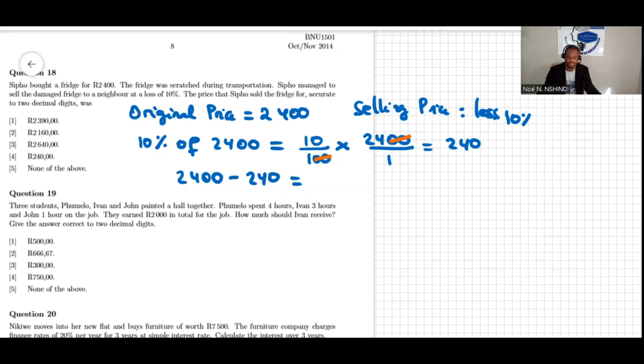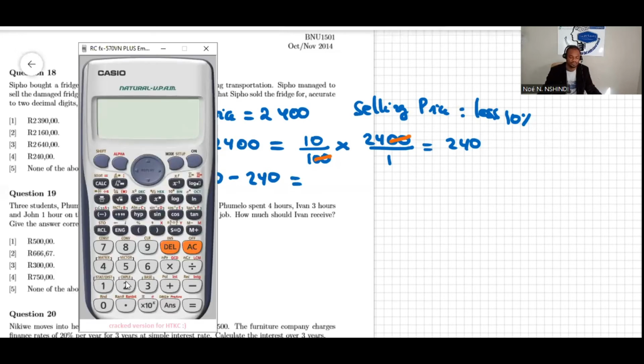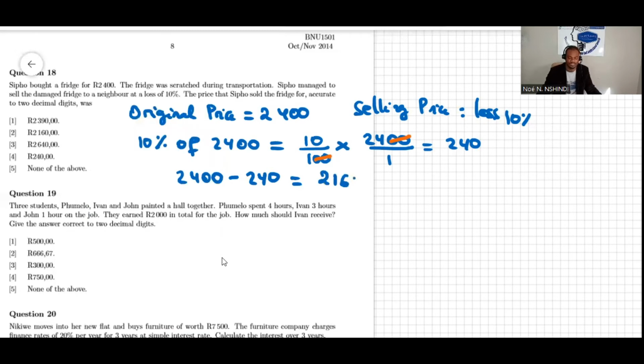And then we can check: 2,400 minus 240 is equal to 2,160, which is none of the alternatives here. So the correct answer here is none of the above.